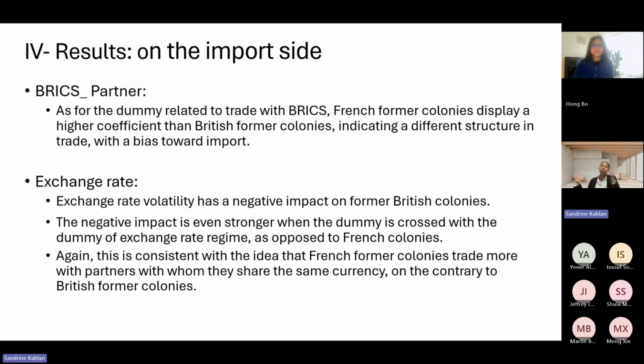We'll be more open. And finally, exchange rate volatility has a negative impact on former British colonies. The negative impact is even stronger when the dummy is crossed with the dummy of exchange rate regime, as opposed to French colonies. And again, this is consistent with the idea that French former colonies trade more with partners with whom they share the same currency, on the contrary to British former colonies.